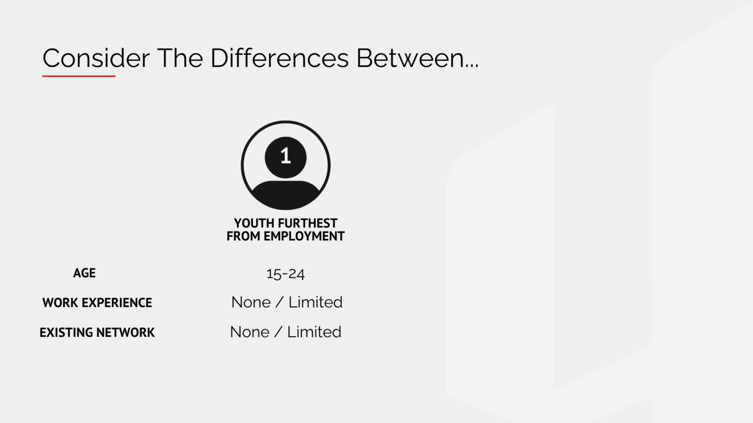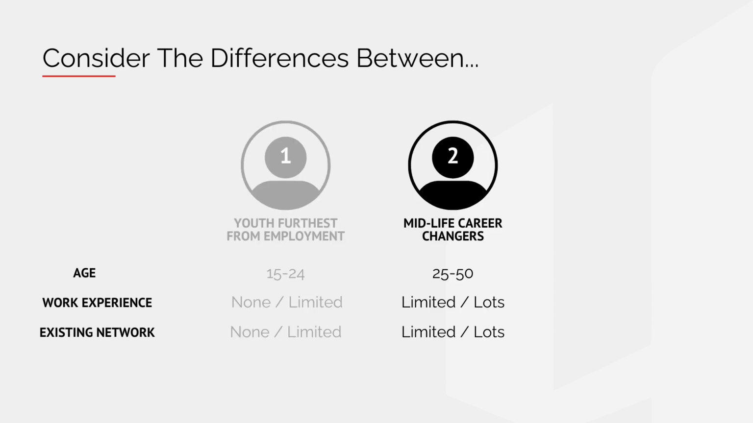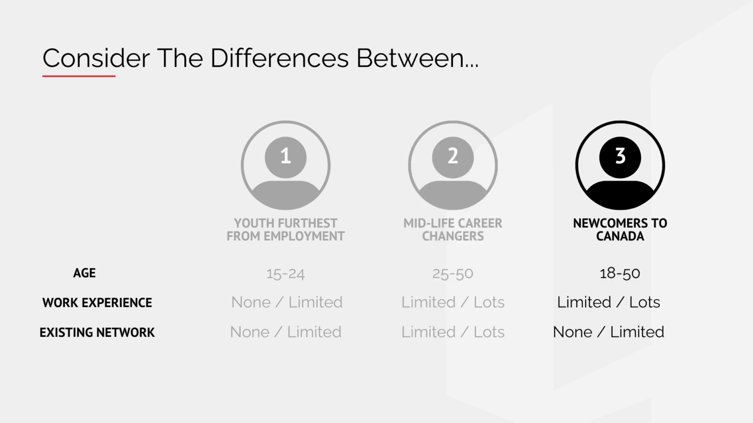So now that we understand the types of skills that we're teaching, we have to consider the last part of the equation, our audience. Audience changes everything. For example, consider the difference between teaching the same material to an audience of youth learners versus to an audience of mid-career switchers versus to an audience of newcomers to Canada. Effective program design should meet learners where they're at. Let's take a look at a quick example.